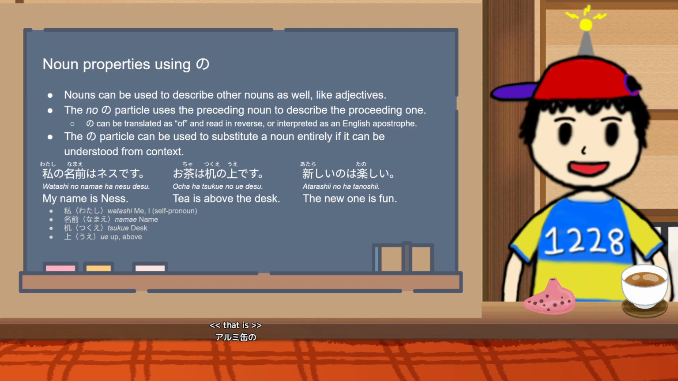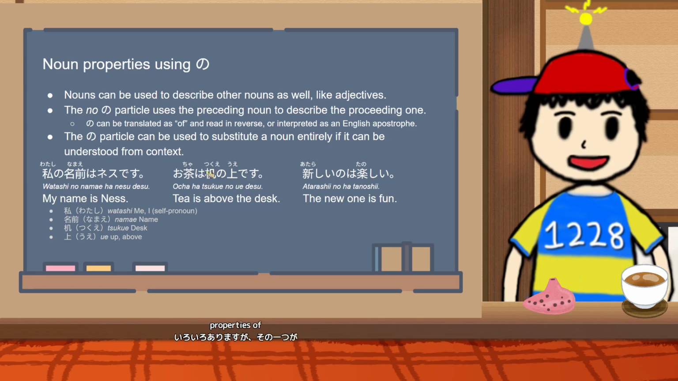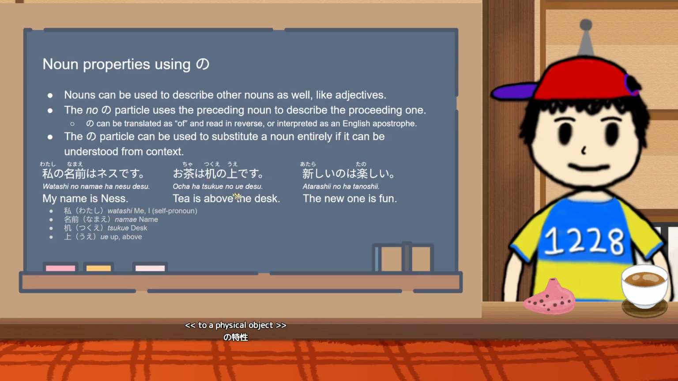That is how I internalize a lot of things, actually. One of them being how the noun properties of a direction to a physical object are used. Ue no tsukue would be incorrect. The order of the nouns does matter in this case.